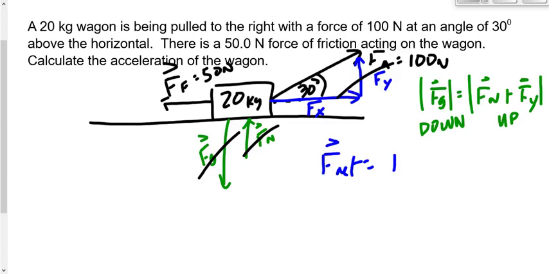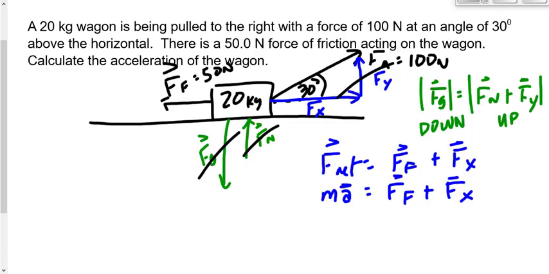Maddie, what am I left with after I start crossing things off that cancel? The force of friction. Christian, anything else there that we haven't canceled? Yeah, good. The x component of that applied force. Listen, we don't care about the y component because that's not contributing to the motion, right? We care about the x component. Now, we'd say m times a, the net force, is equal to Ff plus Fx. By the way, do we know how to find Fx?